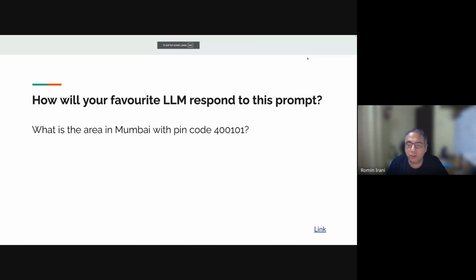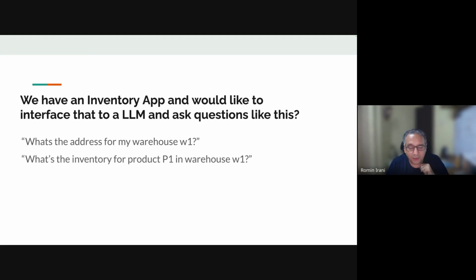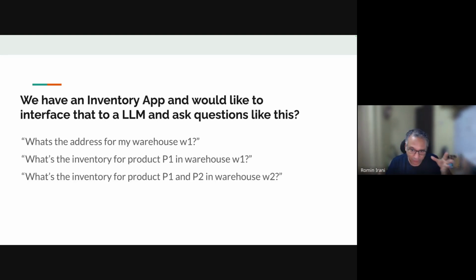So obviously, we were on this slide. We understood what the problem is about in a simplistic way. But let me bring about this scenario. What if you had an application where you're providing the APIs, you've written it on your own, and you want an LLM interface so the user should be able to ask questions. For example, what's the address for my warehouse W1, or give it some ID. Or what's the current inventory for this product P1 in a certain warehouse? Or what's the inventory for P1 and P2 in warehouse so and so?